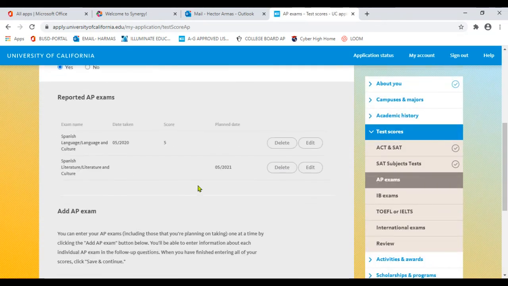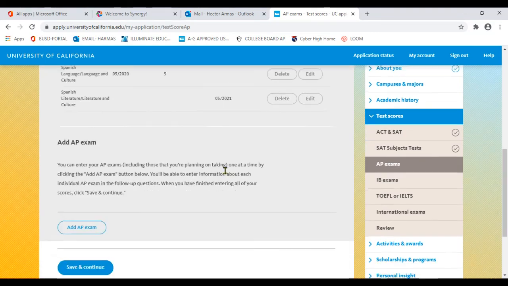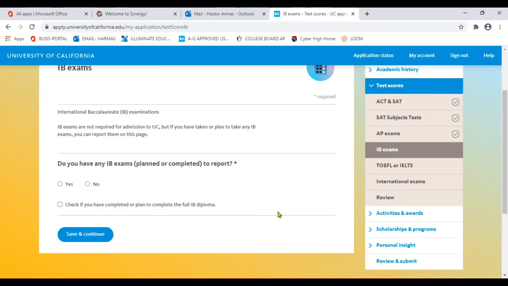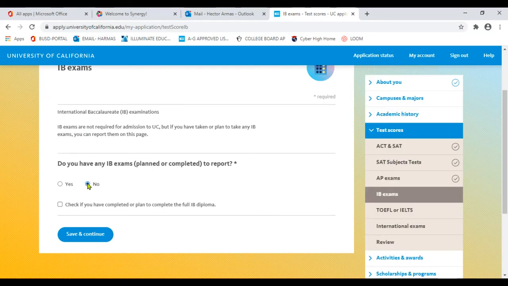And then it shows here that I completed a test. I got a 5, and I plan on taking this test in May of 2021. I don't have any other AP exams, so I'm just going to hit save and continue. And now it's asking me, how about any IB? Nope, we don't have any IB courses here, so we're going to hit save and continue.